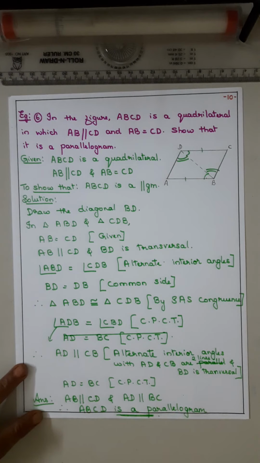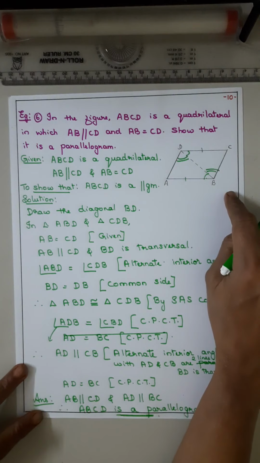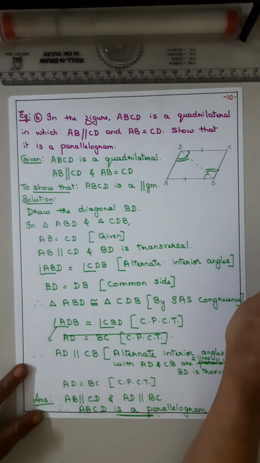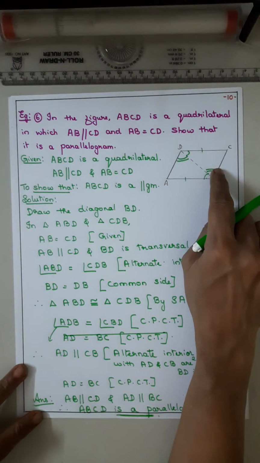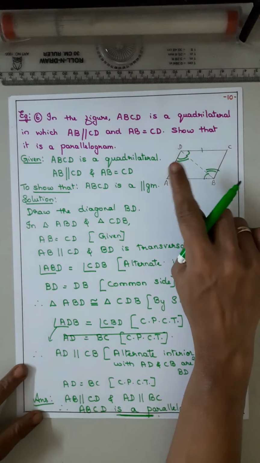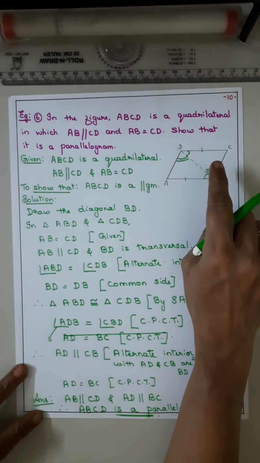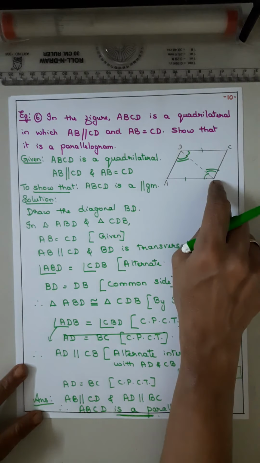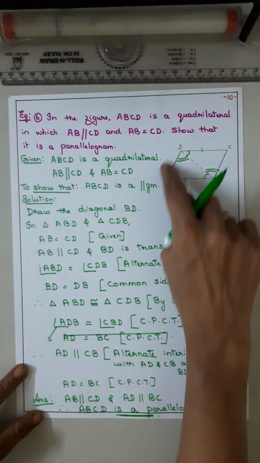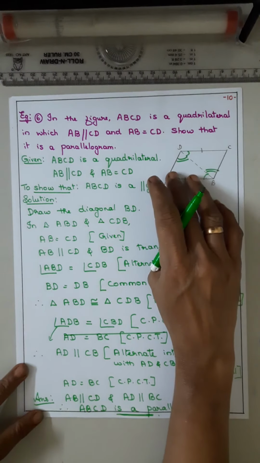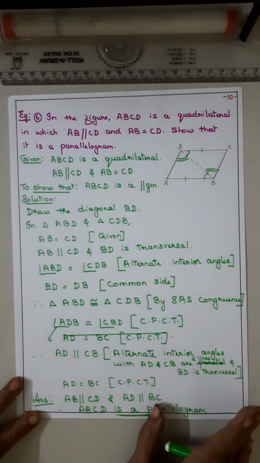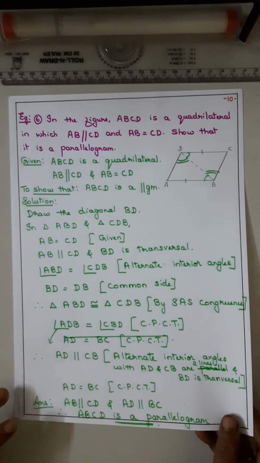So first what we did, you drew the diagonal. You got two triangles. Say the two triangles are congruent, and accordingly these two angles are also equal because of CPCT. So that's why AD will be parallel to BC and BD will be the transversal for that. So Z. So that means both the two pairs of opposite sides are parallel. That is why it became a parallelogram. So this was about example 6.